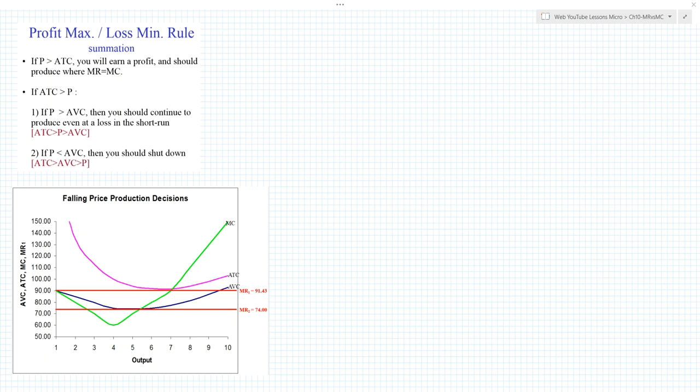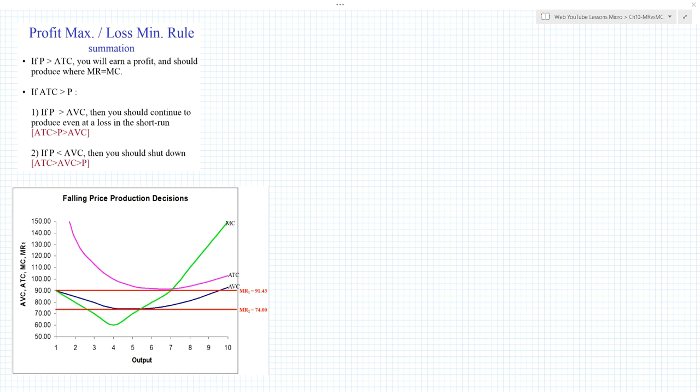If the opposite were true, if when you produce the next unit of output, the cost were greater than the revenue, well, then your profit will go down and it wouldn't make any sense to do that. So that's why we stress this marginal revenue, marginal cost rule so much. So back to the rule.